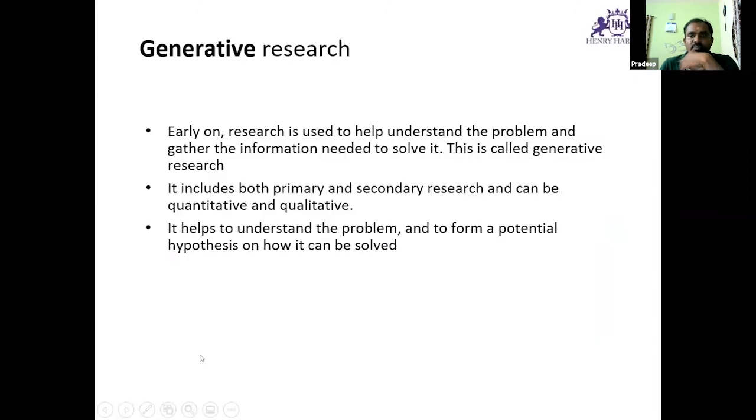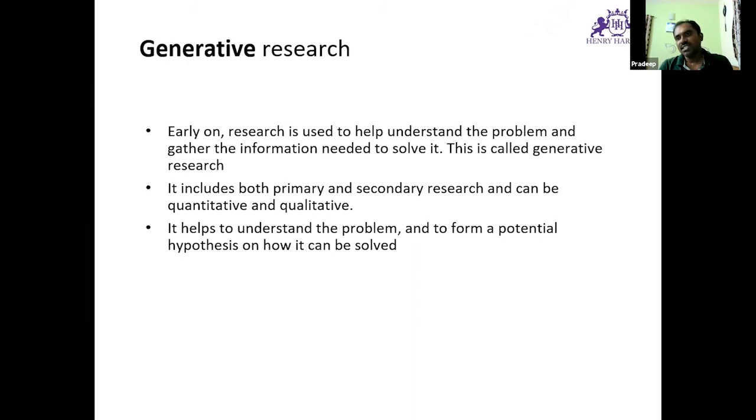Let us see. Basically, generative research is done when you are trying to understand the problems. Typically, when it comes to the empathy stage, we do generative research. We may use primary data, where we directly ask the customer, what is your pain point? Secondary research is where some data is already studied and published, and we can take that data also.